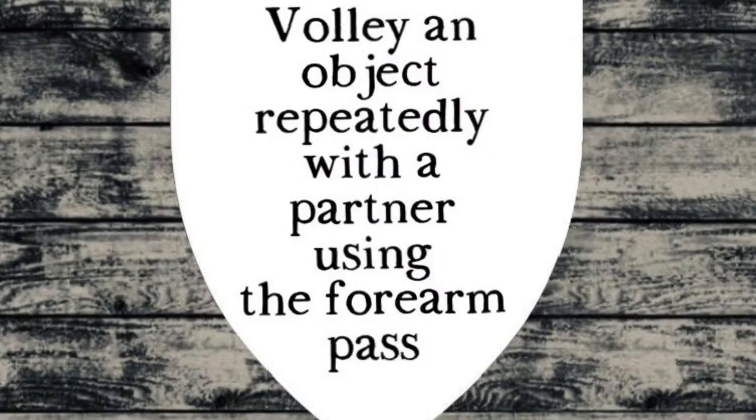I'm going to teach you how to volley an object with a partner using the forearm pass. If you don't have a partner available to volley with, you may pass to yourself. Volley means keeping the ball off of the ground by hitting it up in the air by yourself or to a partner.